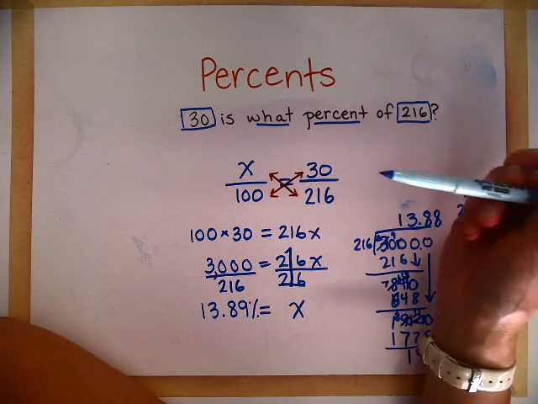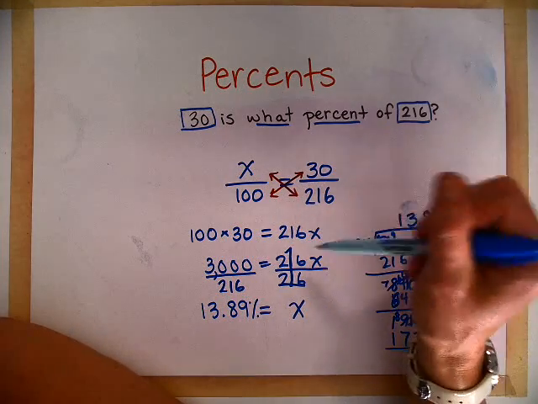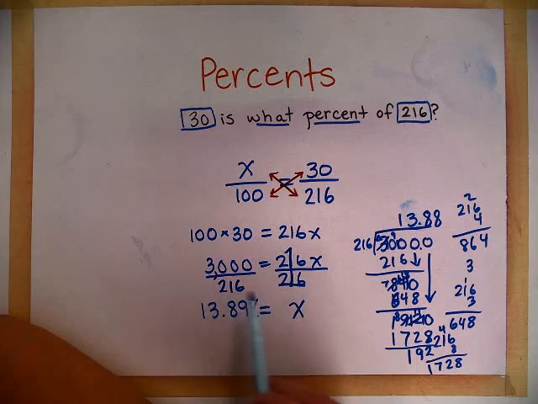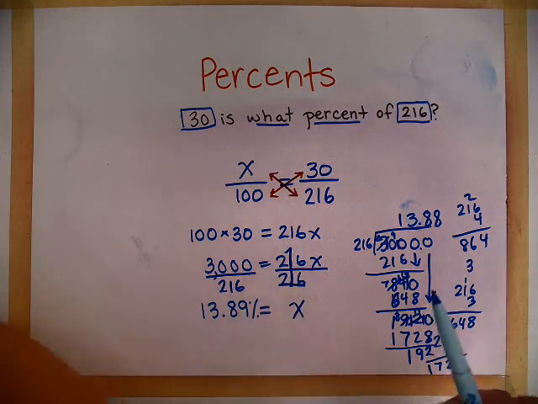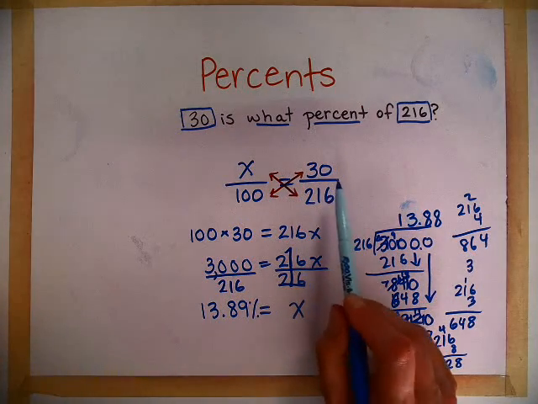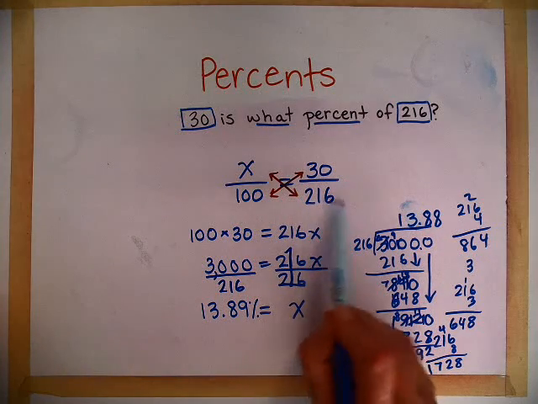So, also you could obviously ask yourself what makes sense. 30 is what percent of 216? Oh, it's a little more than 10%. That makes sense because 30 is 10% of 300. That's a little less than 300.